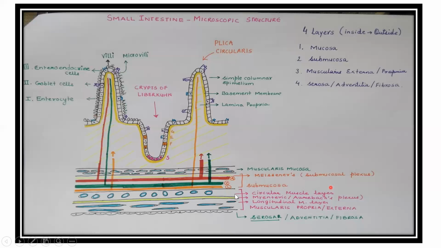Lastly, serosa is just an external layer that is in contact with other intraperitoneal structures. I hope this bit is clear and understandable.